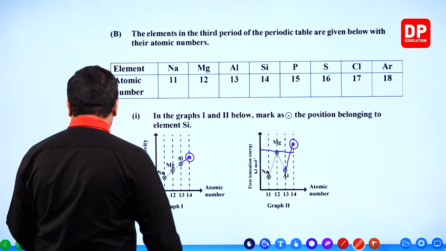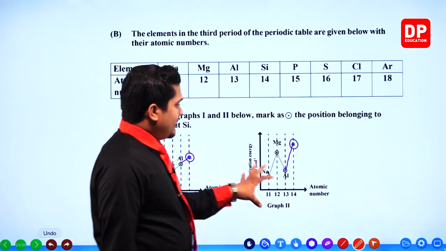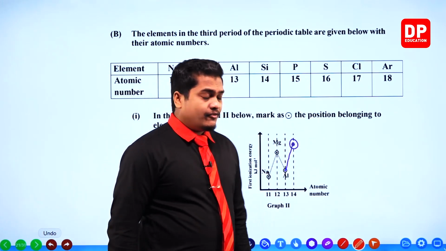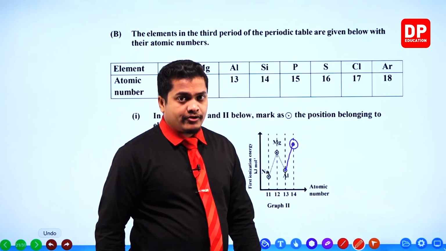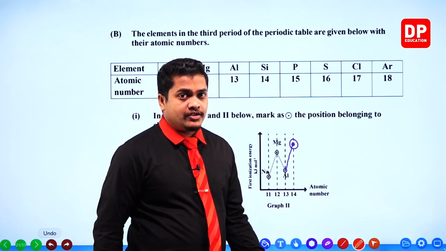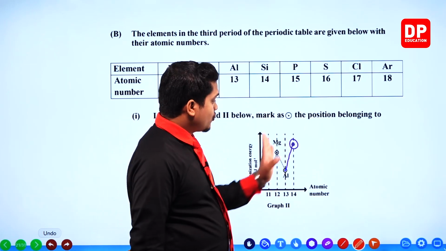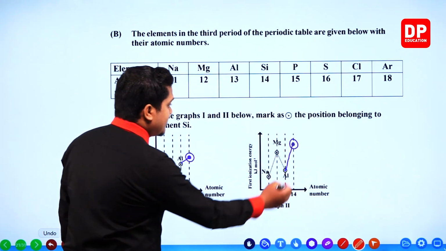So always remember, the elements in the fourth group definitely have higher electronegativity and higher ionization energy compared to the earlier groups. So it should go beyond magnesium. So this is silicon.